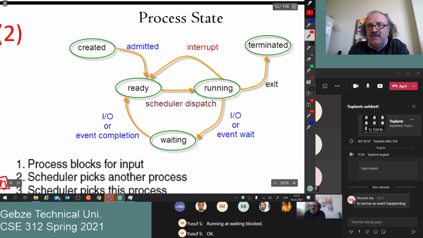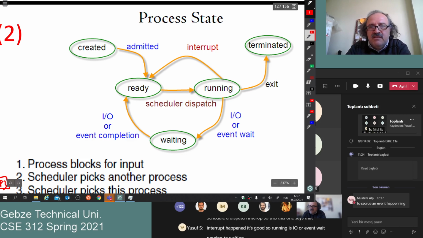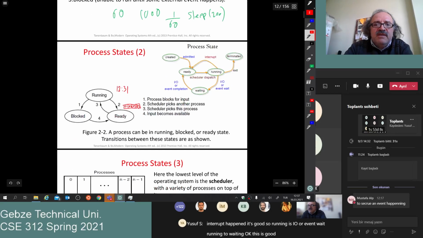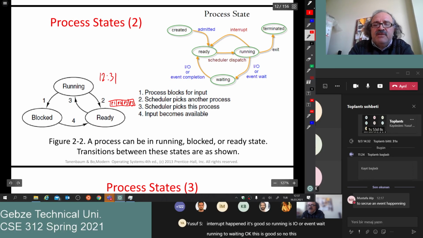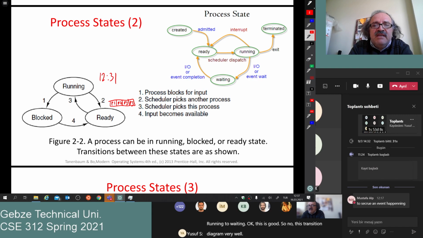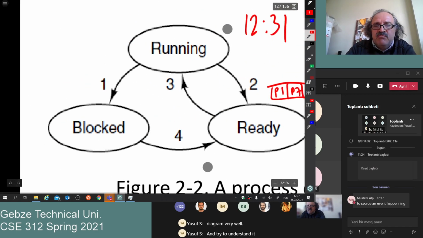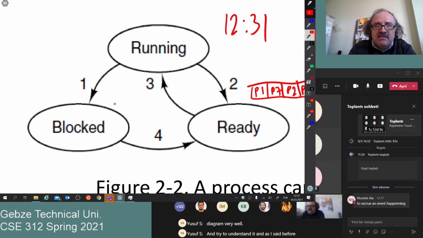Scheduler, dispatch, interrupt. So this one says that interrupt happened. It's good. So running is IO or event wait. Running to waiting. Okay, this is good. So know this transition diagram very well and try to understand it. And as I said before, let's look at this arrow.